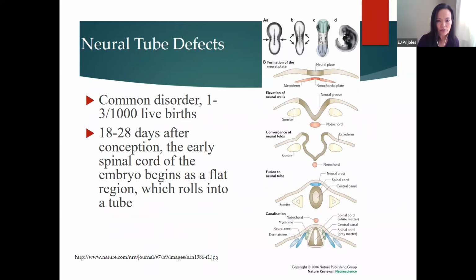So neural tube defect is a relatively common disorder occurring in 1 to 3 per 1,000 live births. And just remember that it's at 18 to 28 days after conception, the spinal cord of the embryo begins to flatten and rolls into a tube. And when this doesn't occur correctly, a neural tube defect can happen.